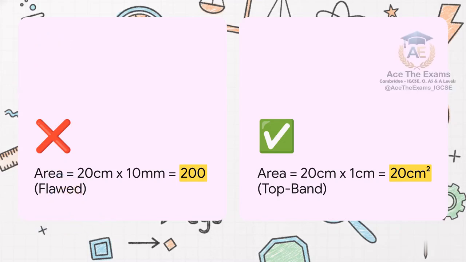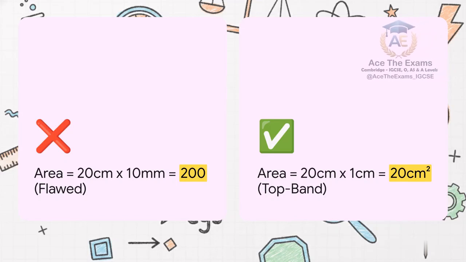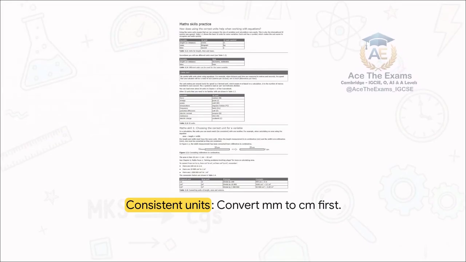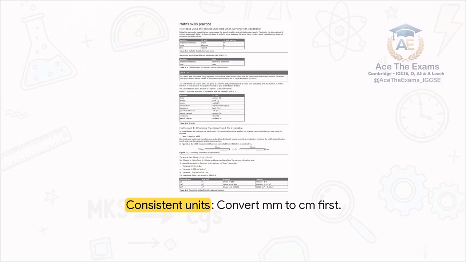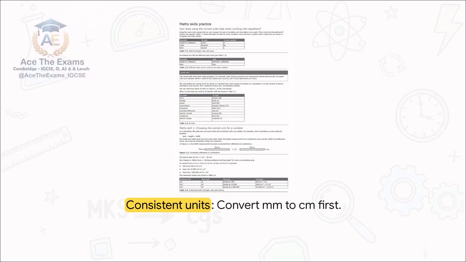On the other side, we see the top band approach. Area equals 20 centimeters times 1 centimeter equals 20 square centimeters. The underlying formula is completely identical, but the outcome is wildly different. The golden rule here is absolute. When calculating length by width, one measurement absolutely must be converted to match the other before your finger even hovers over the calculator. Actually, scratch that. Before you even pick the calculator up. You cannot multiply centimeters and millimeters and expect a valid physical area. You have to convert that 10 millimeters into 1 centimeter first, ensuring perfect, flawless consistency.